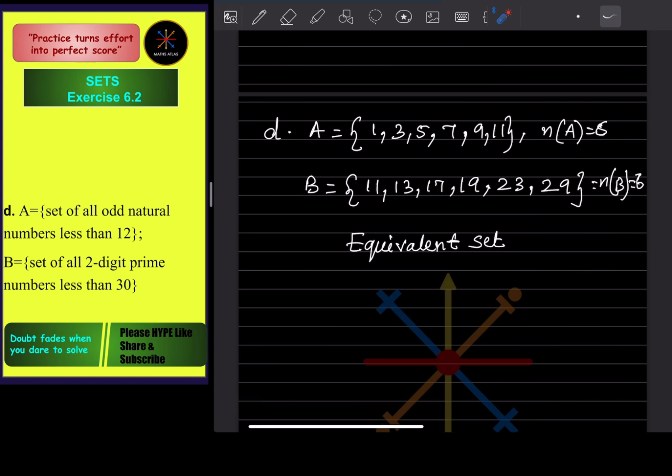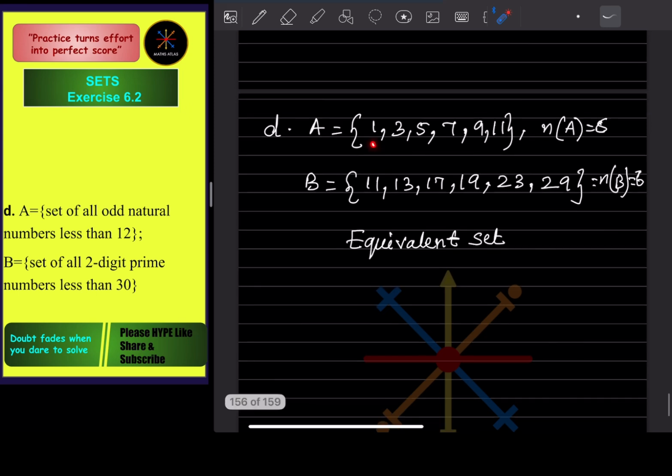Now, set of all odd natural numbers less than 12. Odd means 1, 3, 5, 7, 9, and 11. Less than 12 means the last is going to be 11. So here that is going to be 6. So we can say n(A) is 6.